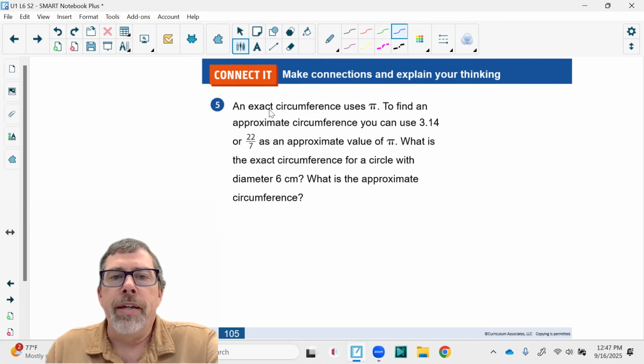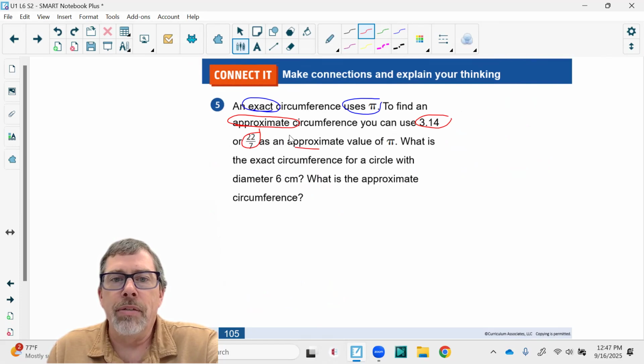So now let's connect it. An exact circumference uses pi. To find an approximate circumference, you can use 3.14 or the fraction 22/7 as an approximate value of pi. So then the question says, what is the exact circumference? When you see the word exact, you want to use pi, not 3.14, not 22/7.